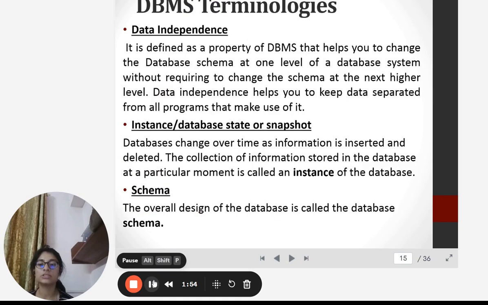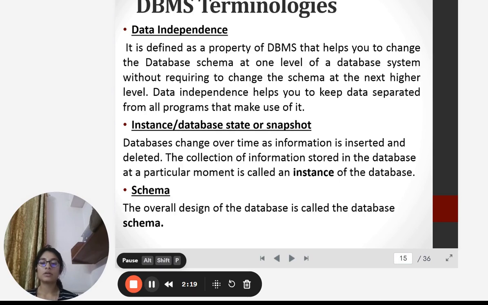DBMS terminologies: data independence. It is defined as a property of DBMS that helps you to change the database schema at one level of a database system without requiring to change the schema at the next higher level. Data independence helps you to keep data separated from all programs that make use of it.